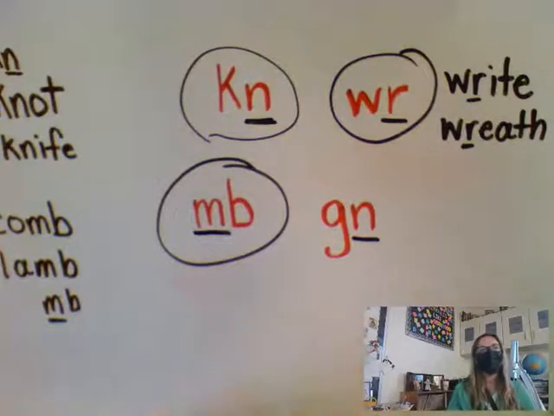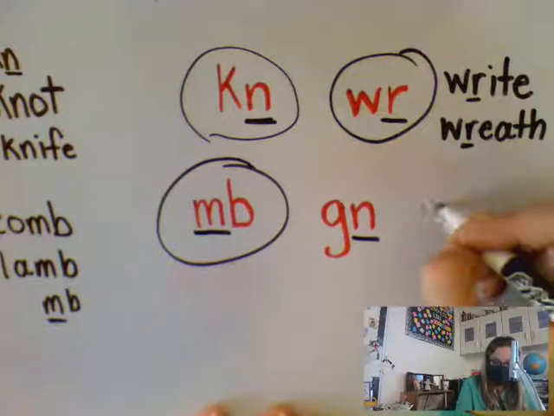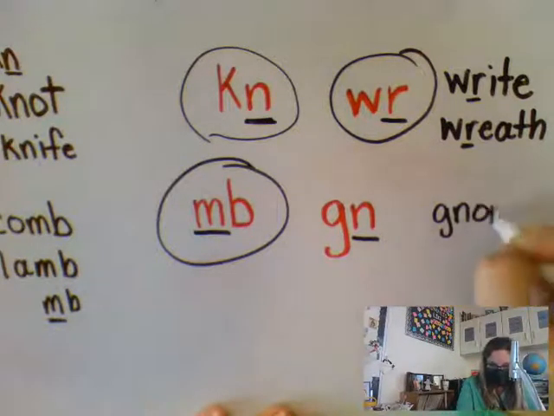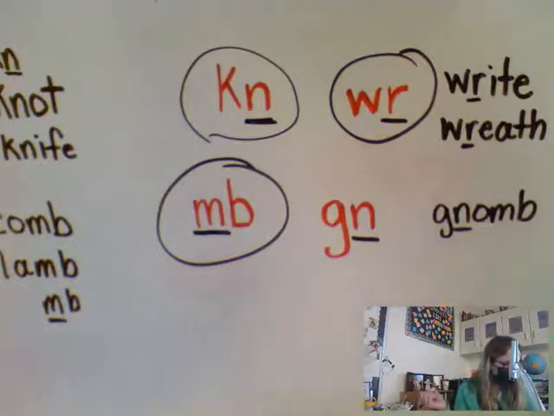And then the other one we'll be learning about today and this week is the GN. GN we use for words like, let's see, there's a gnome hanging out in the garden. Or let me think of another one here.